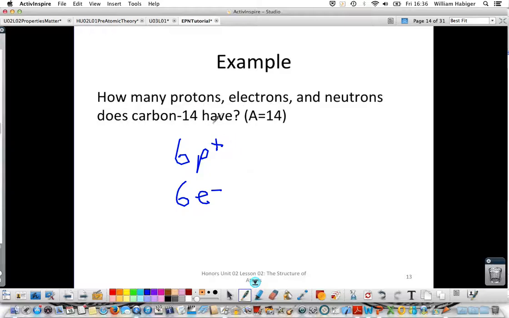Then to get the number of neutrons, the neutrons is equal to the mass number, which is A, minus the atomic number, which is Z. The atomic number, remember, is the number of protons. So 14 minus 6 is equal to 8. So we're going to have 8 neutrons in carbon-14.